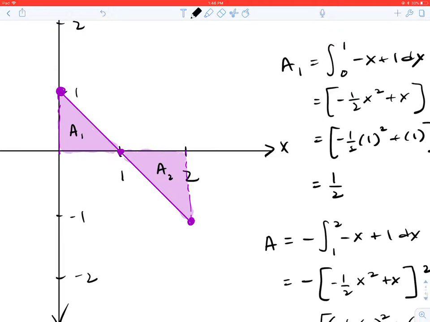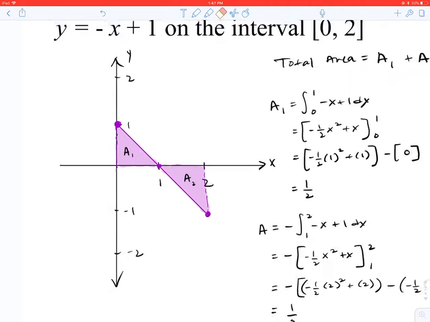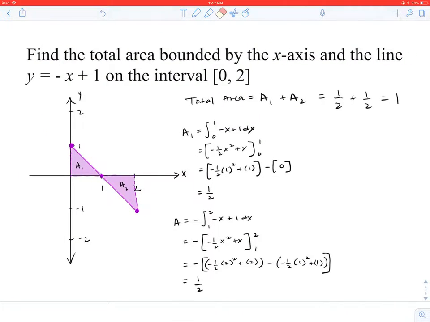So if we were to actually integrate this function from 0 to 2, we would end up with 0 because the areas would end up canceling out. The area above the x-axis minus the area below the x-axis is just 0. So the total area bounded between the x-axis and the function is 1.